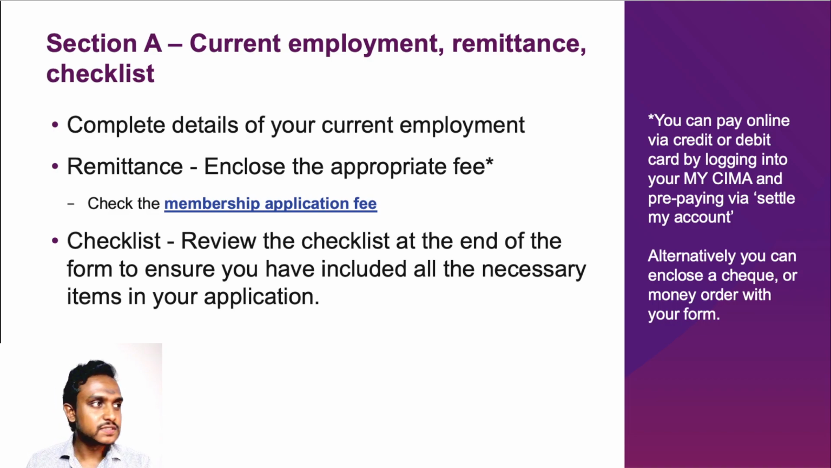The final sections are related to current employment, remittance and checklist. In this first part of your application, you have to complete the details of your current employment. You have to enclose the appropriate fee. We will talk about the fee. The checklist is at the end of the application form. There's a simple table with a checklist which you can review to see if you have filled in all the relevant details and attached all the important documents and evidences.